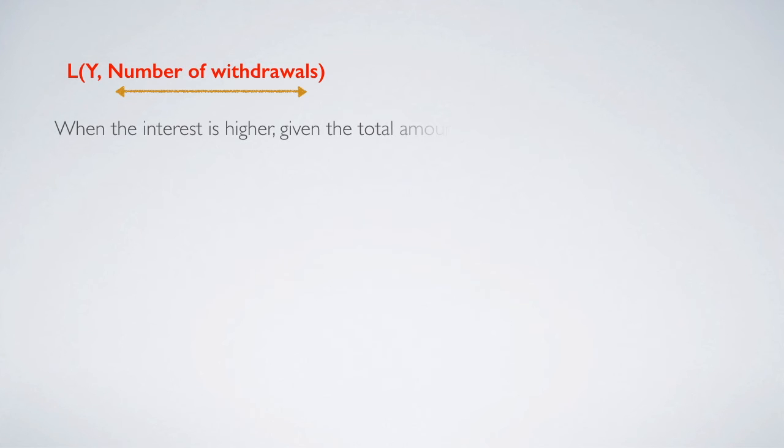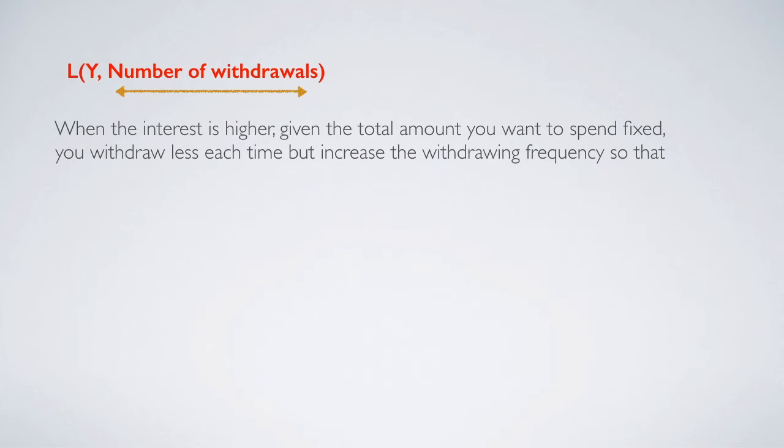So therefore, if the interest rate is higher, given the total amount of money we want to spend for the month, you will try to withdraw less each time, which means that you increase your withdrawing frequency. Because by doing so, each time you withdraw less money, which means that most of the money will be able to stay in your saving account for a longer time. So most of the money will be able to earn you more interest income. Therefore, you will try to increase your withdrawing frequency, which means that the money can stay in your account as much as possible, which means that they can earn as much interest income as possible for you.